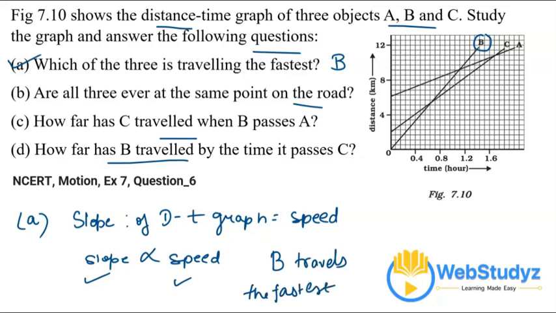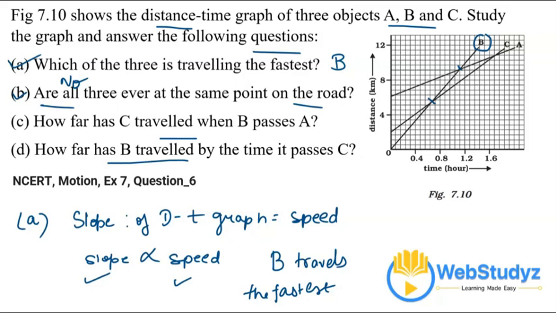Now moving on to second, are all three ever at the same point on the road? We can see in the graph that B and C are intersecting at this point and C and A are intersecting at this point. But at no point are all three of them intersecting. Since there is no common point of intersection, they will never be at the same point on the road. So the answer is no.